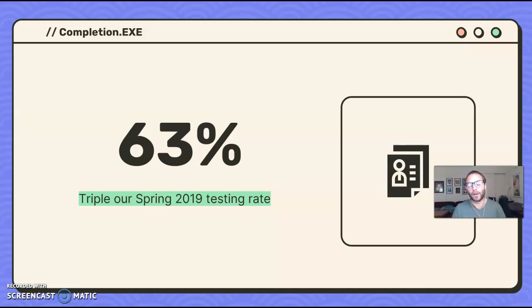63% of our tests for registered rostered kids were completed. So remember I said the target was 80%, so we're not quite there, but we are doing really nicely in our step towards going there. I wanted to compare this to previous years of testing. And obviously it didn't make a lot of sense to compare it to any COVID time period. So I compared to our spring 2019 testing time, and we did more than triple the number of tests in spring of 2021 than we did in spring of 2019.